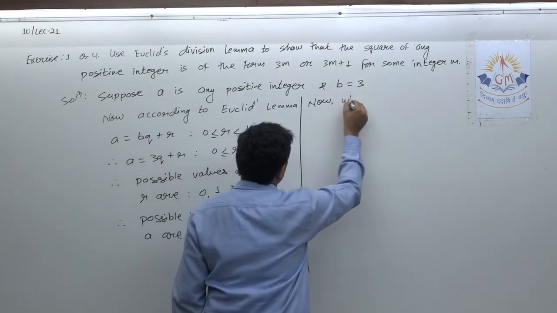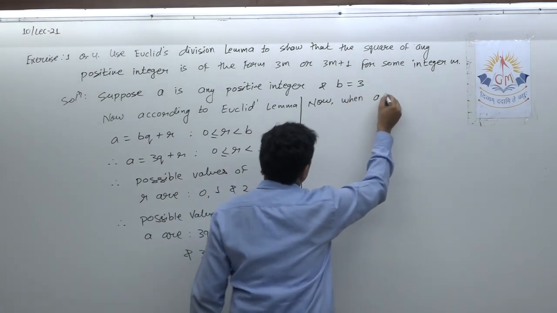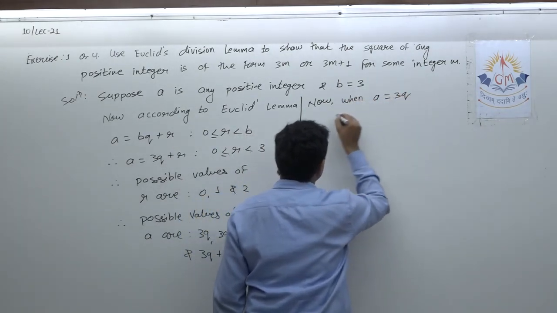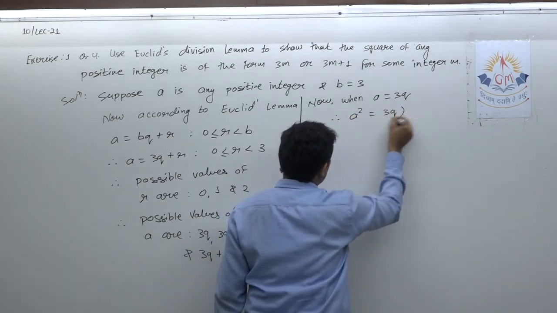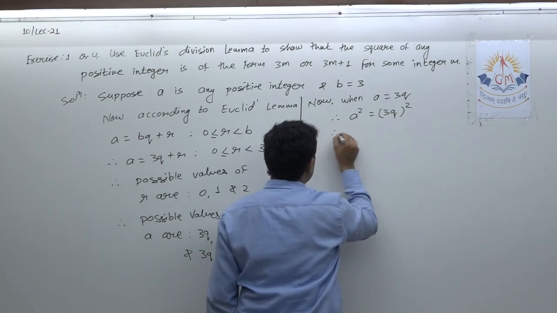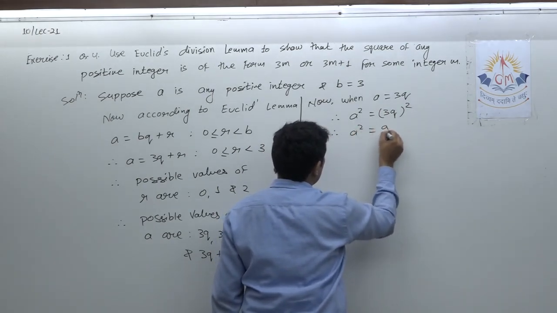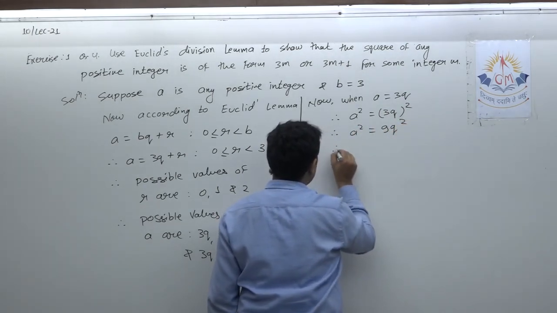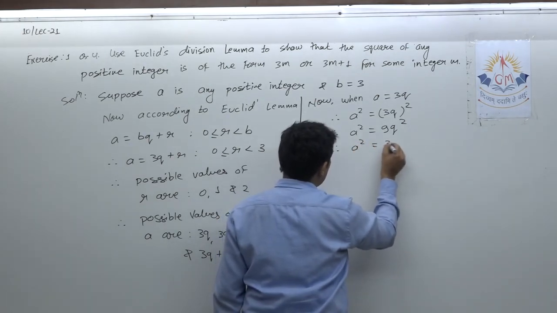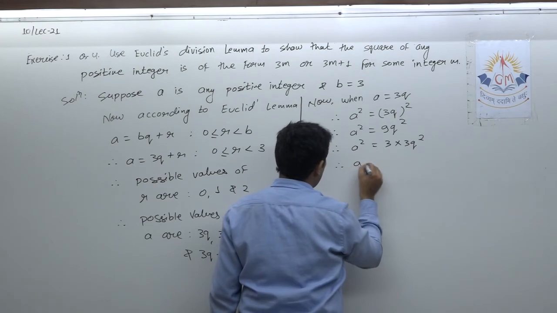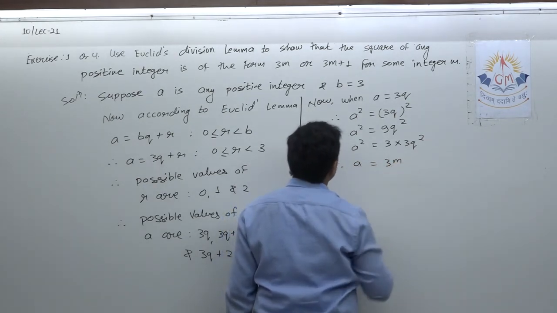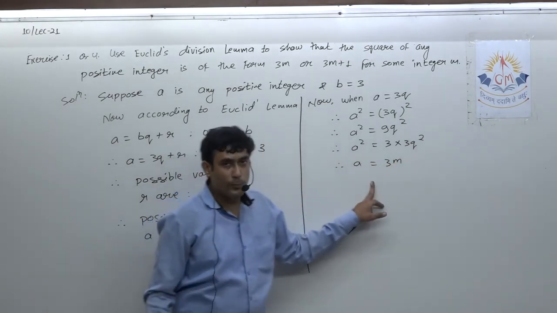Now when a is equal to 3q, therefore a square is equal to 3q whole square. Therefore a square equal to 9q square. Therefore a square is equal to 3 multiplied by 3q square. Therefore a is equal to 3m. Yes, we need to prove this only.